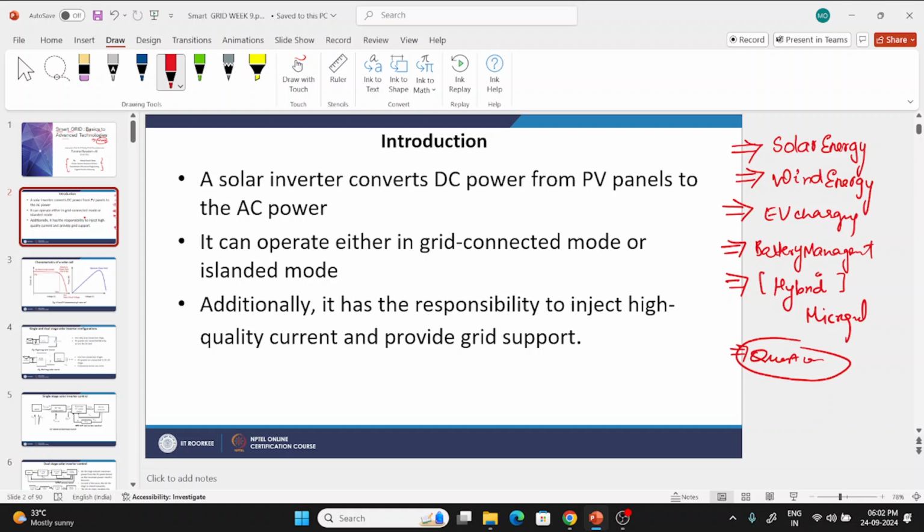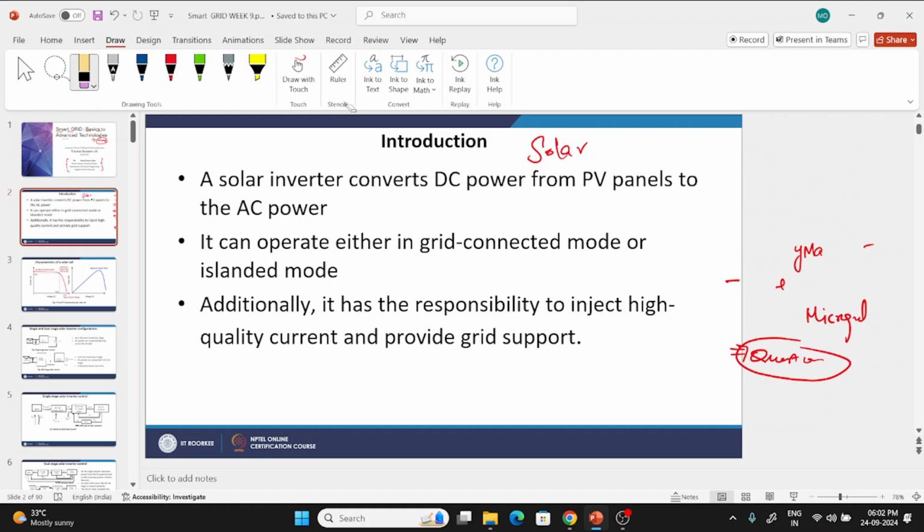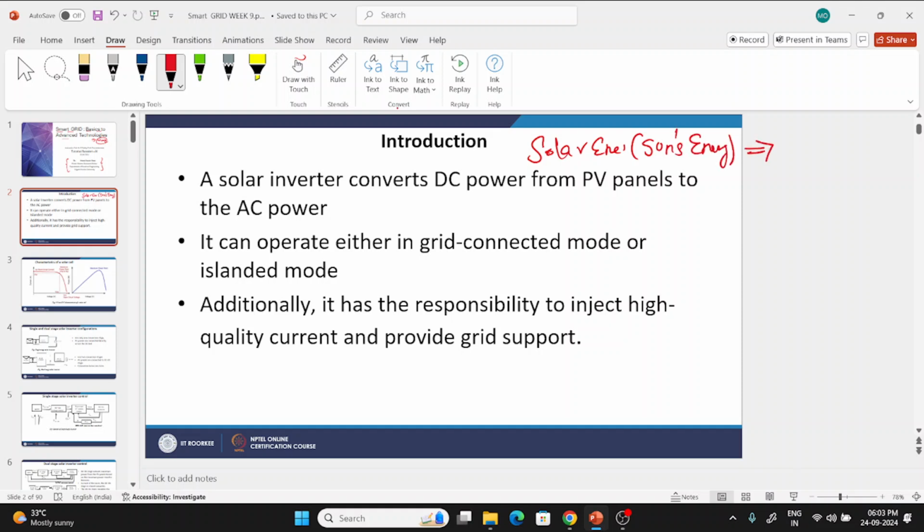So we will start from solar power. What is solar power? It is actually a conversion of solar energy, or we can say the sun's energy, into electrical energy.